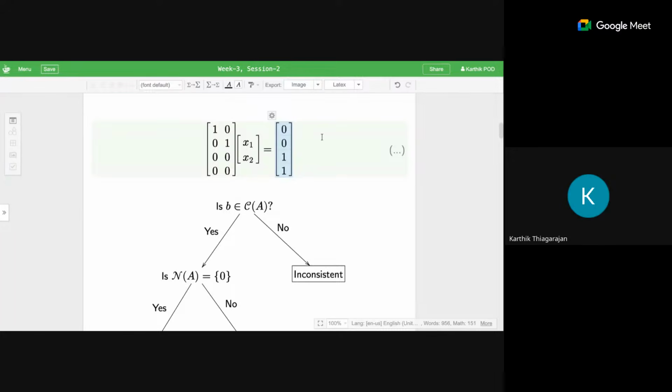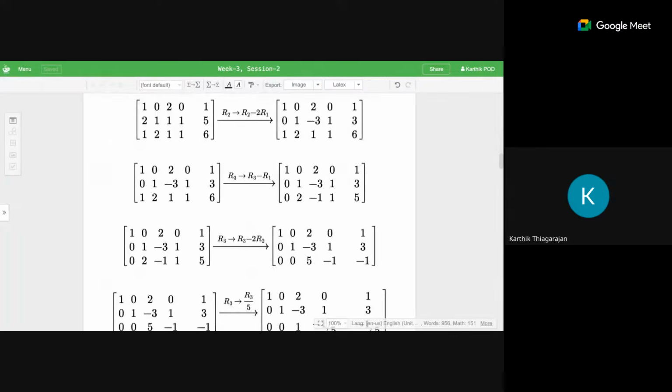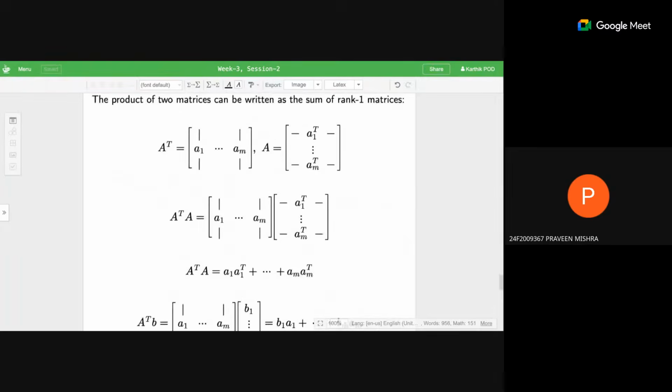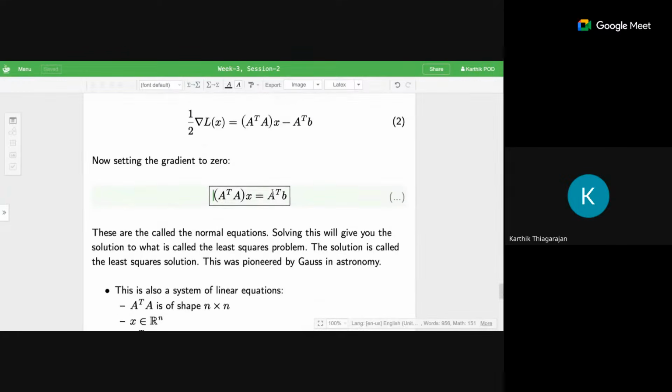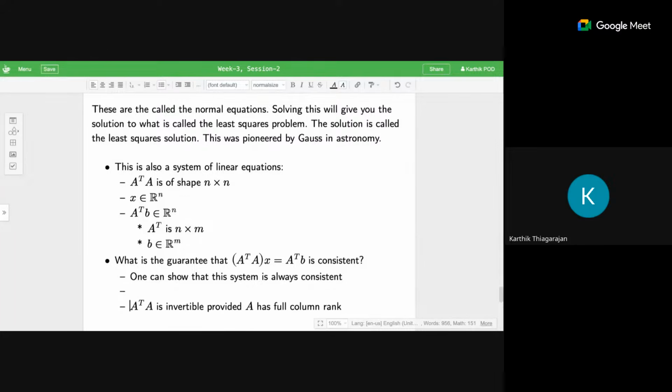Right? Okay. So consistency has to do with B being in the column space. So you could have full column rank and still have an inconsistent system. What we are saying is, if A has full column rank, then this system will have a unique solution. That's all we can say. Oh sorry, this should not go here. So one can show that system is always consistent and should be a separate point.